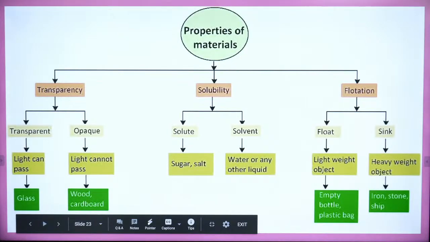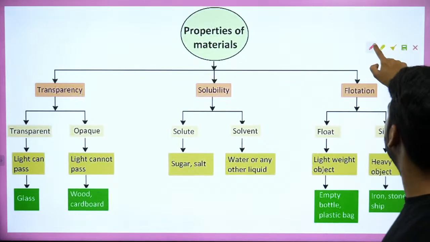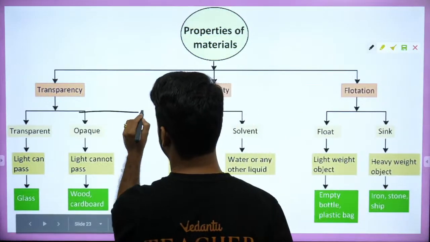Okay? Then, based on transparency, materials can be transparent, translucent, or opaque.